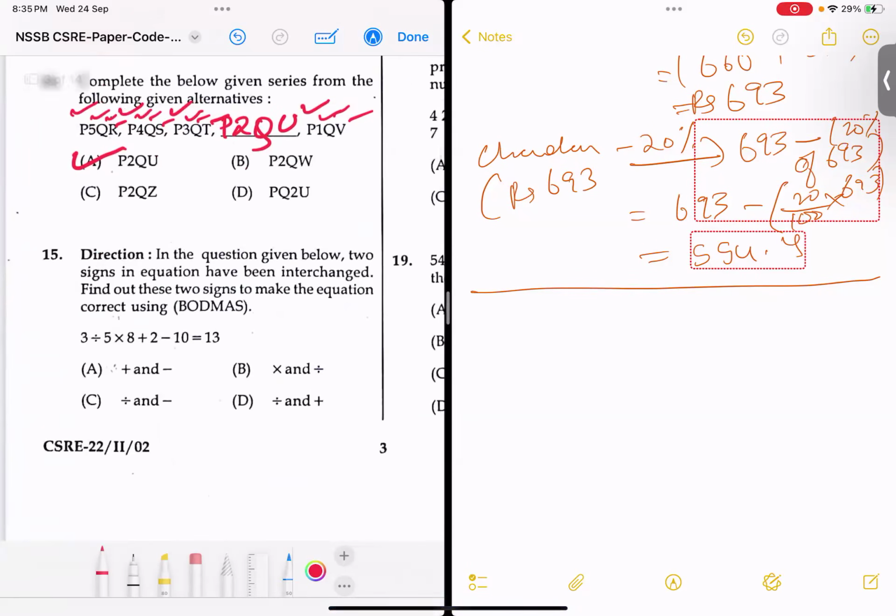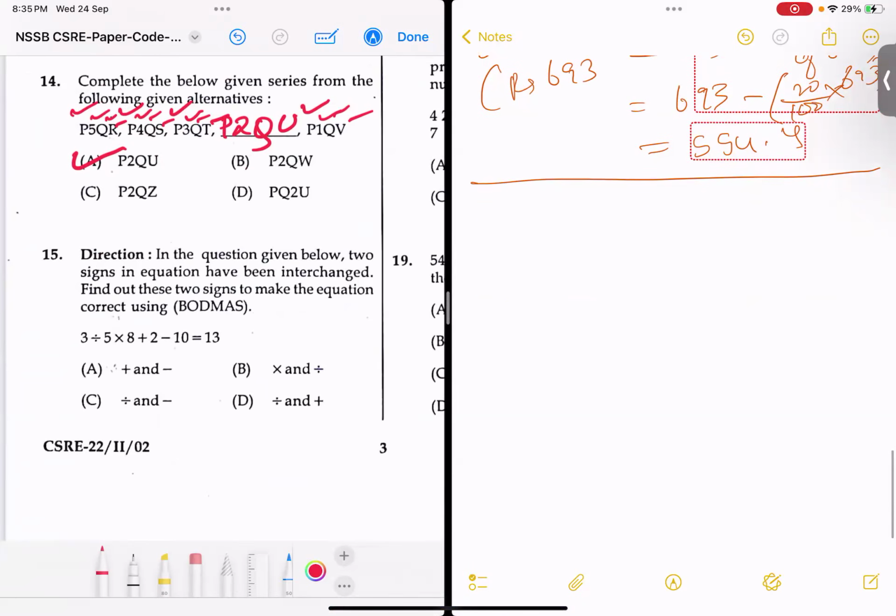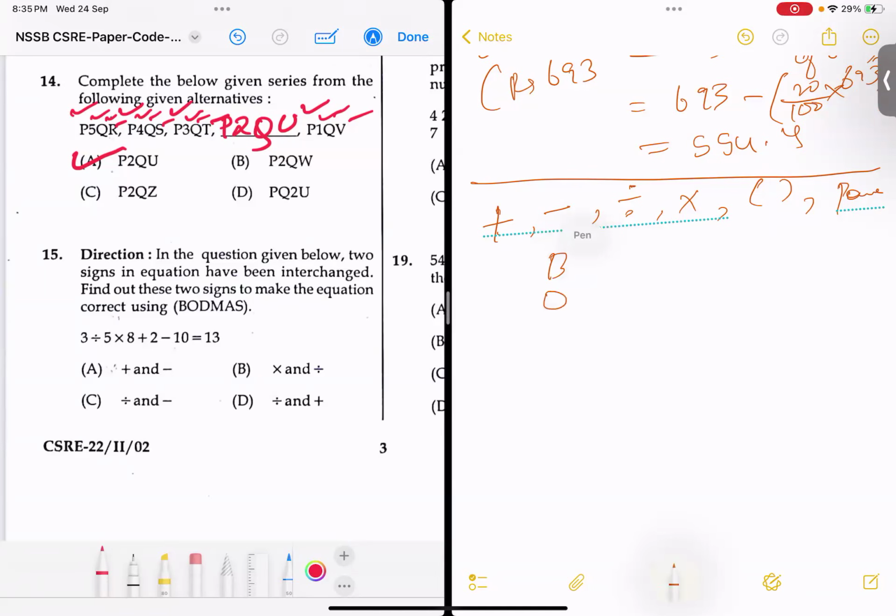Question number 15. In the question given below, two signs in equation have been interchanged. Find out these two signs to make the equation correct, okay? Now we have to use the BODMAS. When we have different plus, minus, divide, into, bracket, right? And even sometimes powers, okay? We follow a rule, so we can't mix up all together and solve in one go. So we have to follow a step-by-step process, okay? So we follow what is known as the BODMAS rule, okay?